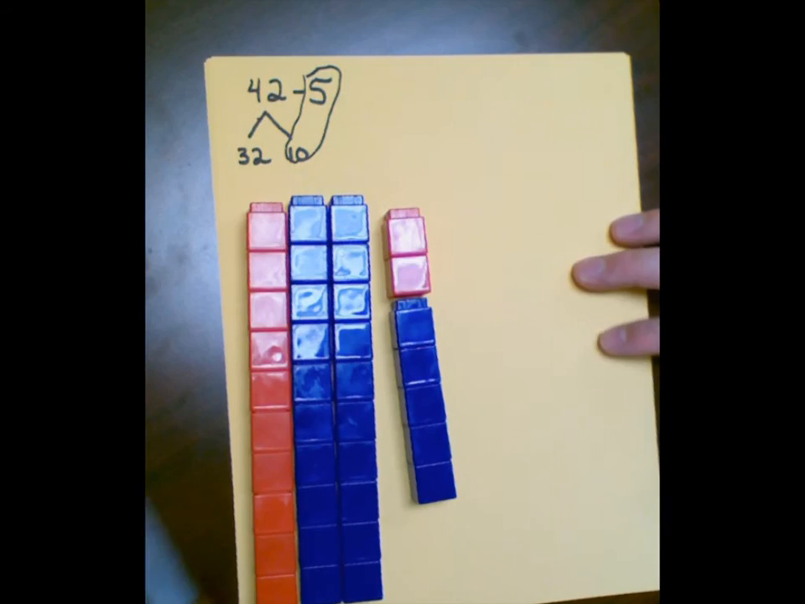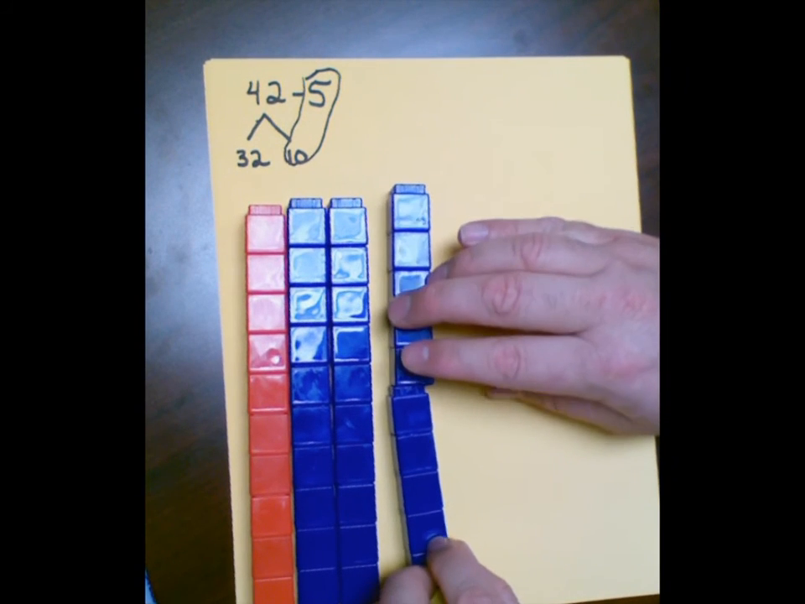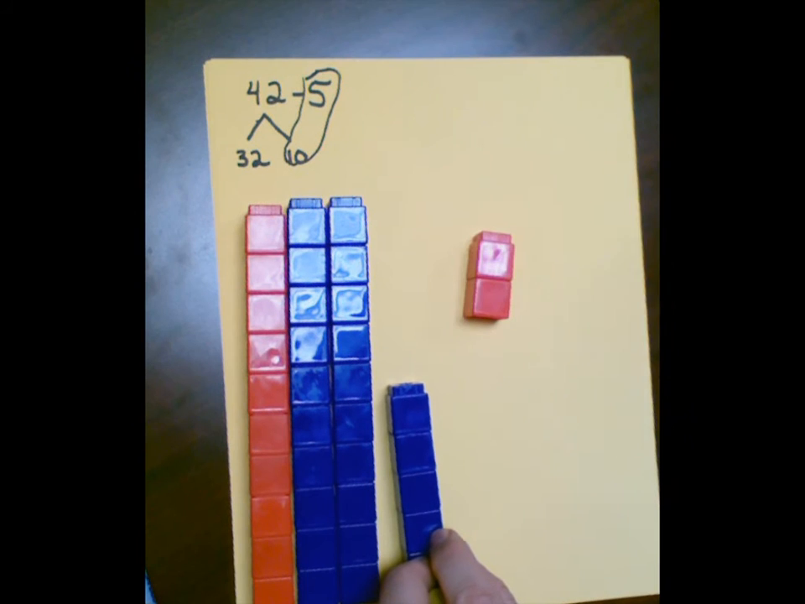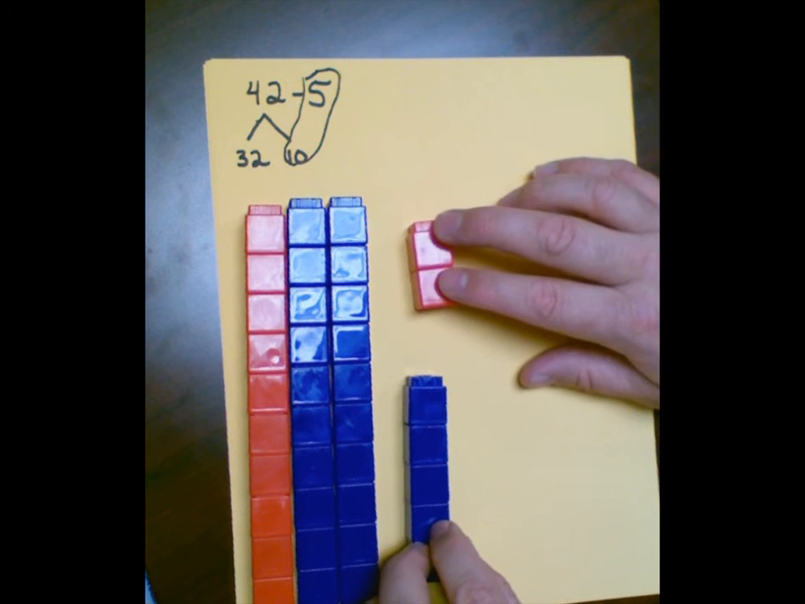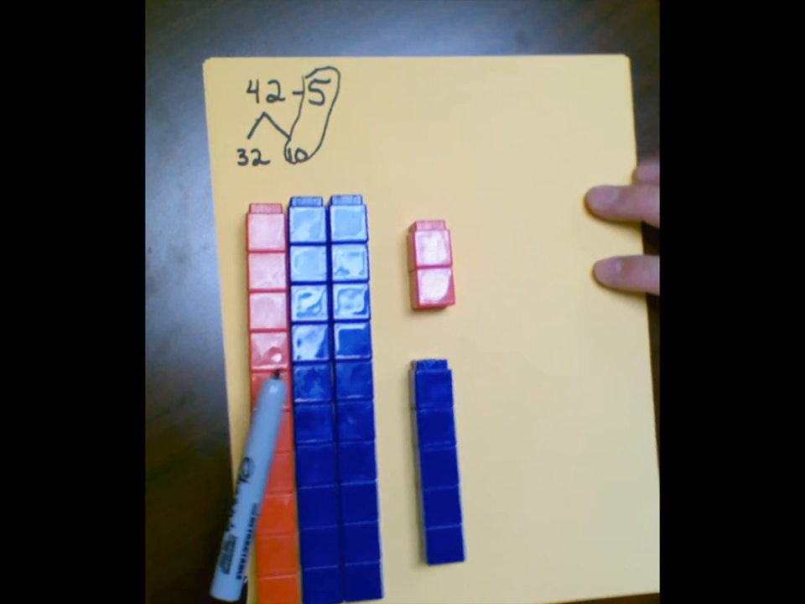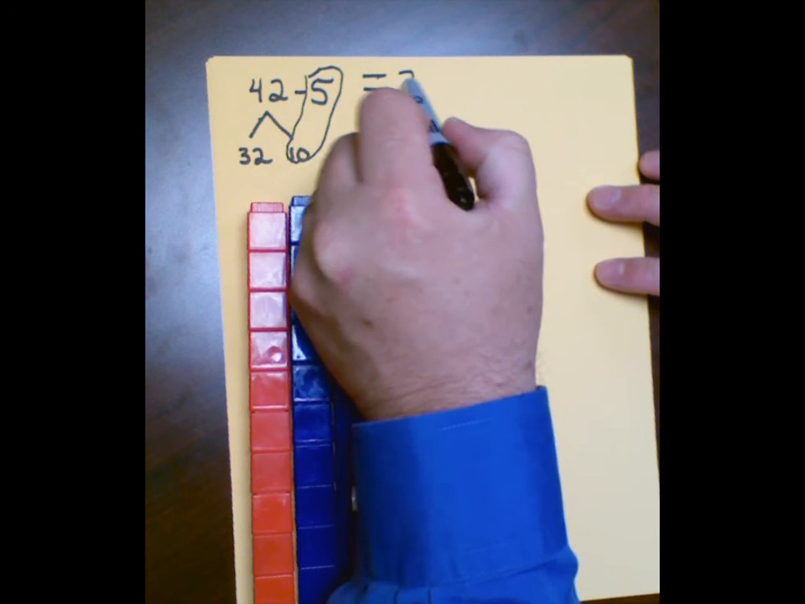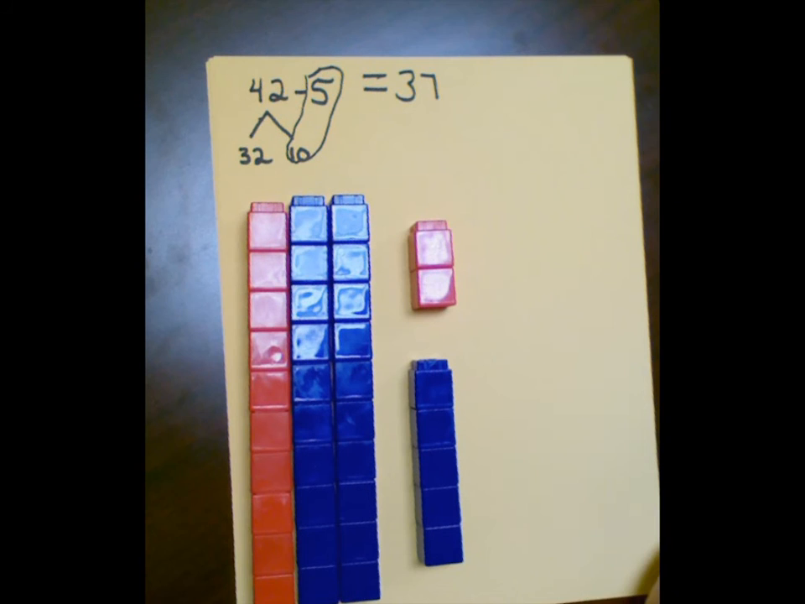Again, that physical action of taking that 10 away, and taking 5 away from that 10, because we did have that available to us. And so now we can think about what we have in front of us, which is 35 and 2 more, which is 37. So again, I hope this is helpful to you in helping your kids think through their homework.